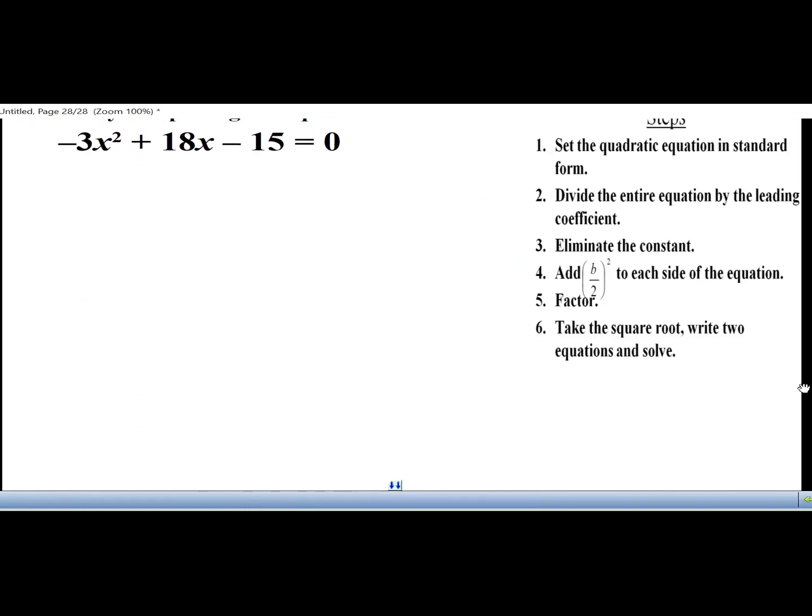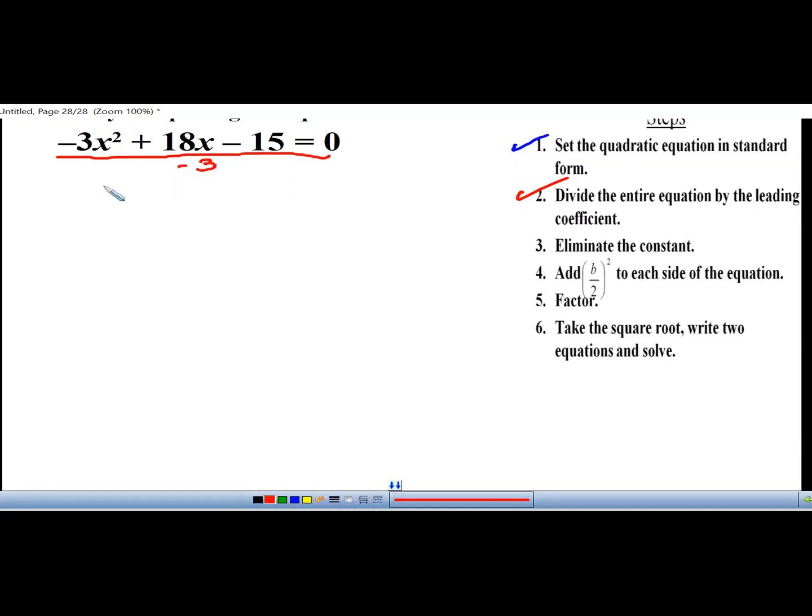First step, is it in standard form? Yes, from highest to lowest degree, and it's equal to 0, so step 1 is done. Step 2, divide the entire equation by the leading coefficient. What's our leading coefficient on this one, Michael? Leading coefficient. Negative 3, yeah, so we divide everything by negative 3.